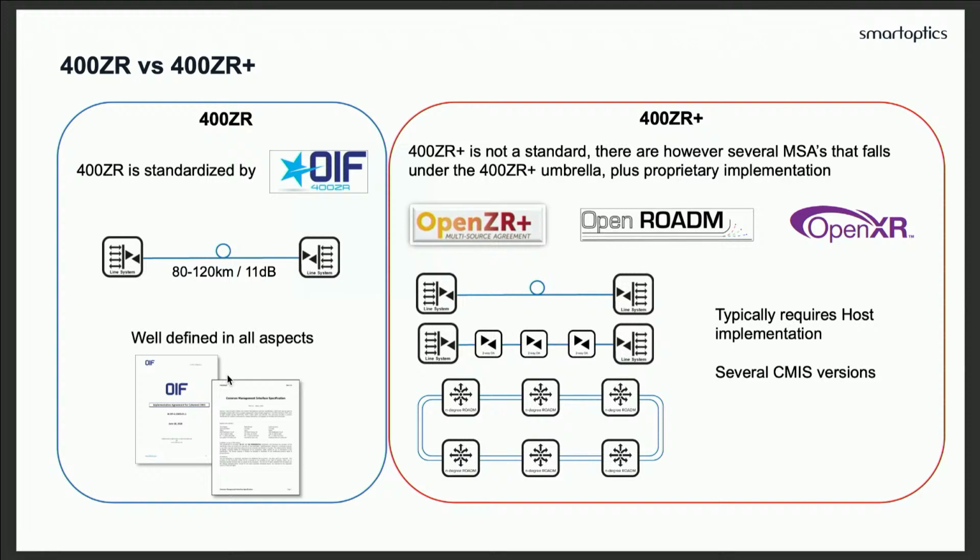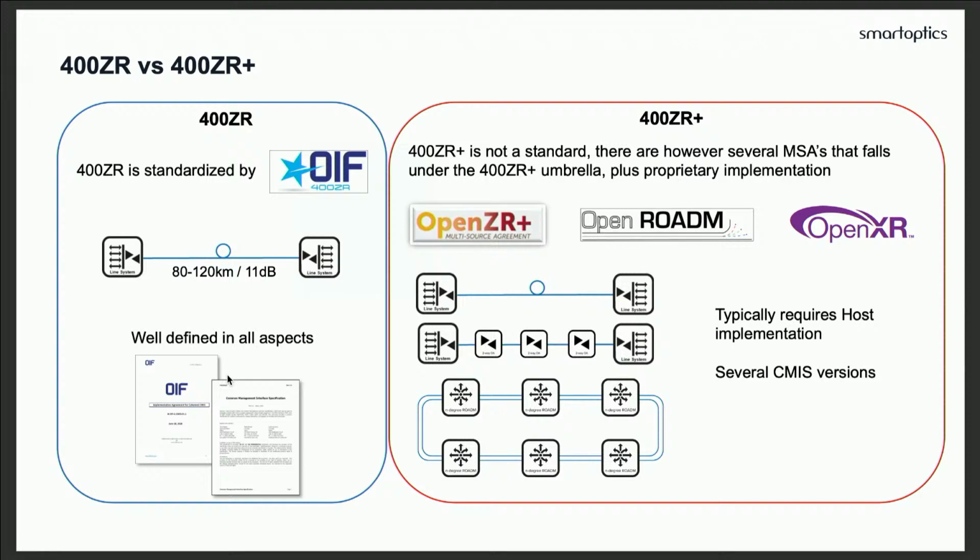And the complexity there is there's an OpenZR+ standard, an Open ROADM standard, and some, let's say, vendor-specific standards like OpenXR. All together have the same idea in mind: bring this sophisticated technology into a transceiver and make networks more performing and provide more bandwidth.